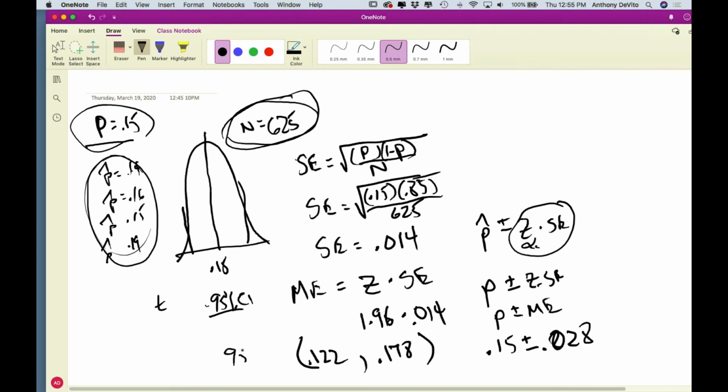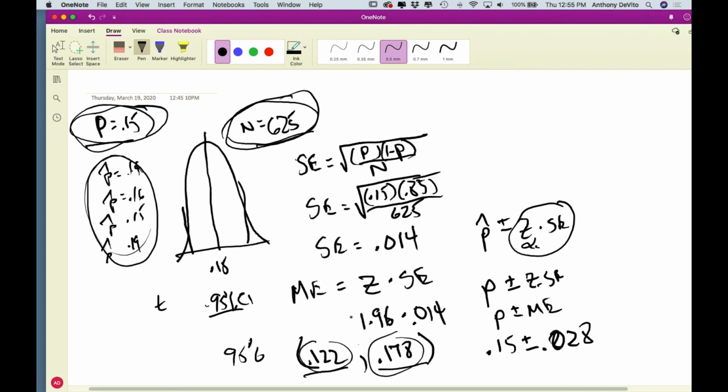So that's our 95% confidence interval, the lower range and the upper range. In this case, it's really telling us what the range of 95% of our samples of size 625 would be if we took it over and over and over again, and this were really true about the population. But in any case, it's the same way that we calculate the confidence interval.